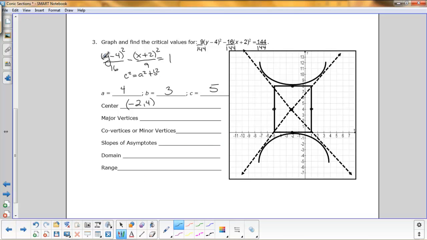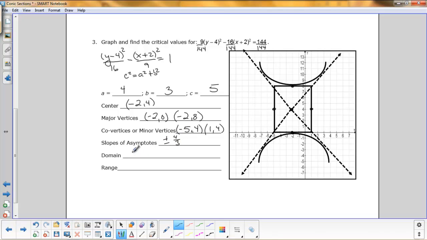Remember, since y comes first, this is the transverse axis, and the hyperbola will come off the top and the bottom of the fundamental rectangle. The major vertices are located at -2, 0, and -2, 8. The co-vertices along the conjugate axis are -5, 4, and 1, 4. Slopes of the asymptotes are rise over run, that's plus or minus 4/3.